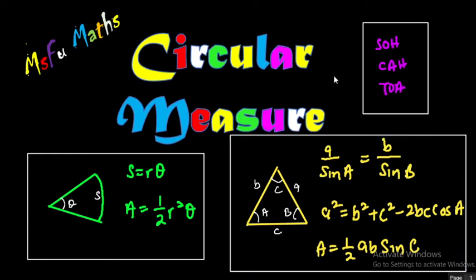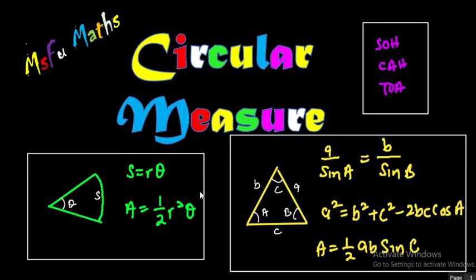Alright, in this video, I'm going to discuss more IGCSE past exam questions on circular measure. But before that, do you remember that we have this formula here? We have length of arc, right? Length of arc equals the product of the radius and theta, the angle. S equals R theta. We can also find the area of the sector, which is half R squared theta.